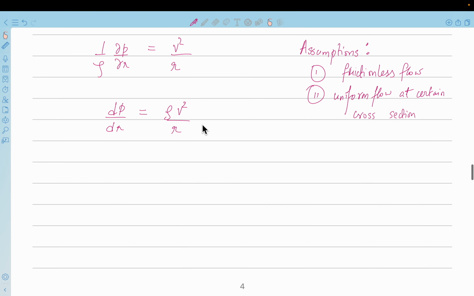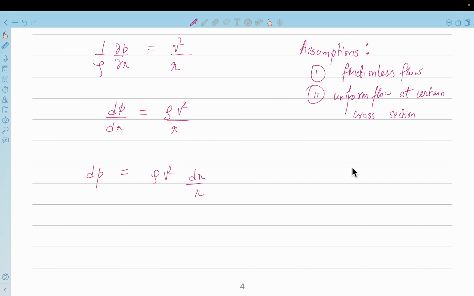Okay. So now we can simply solve this. You see there is a dr over here and r over here. So we have to just put these terms together. So dp is equal to rho v square dr by r.